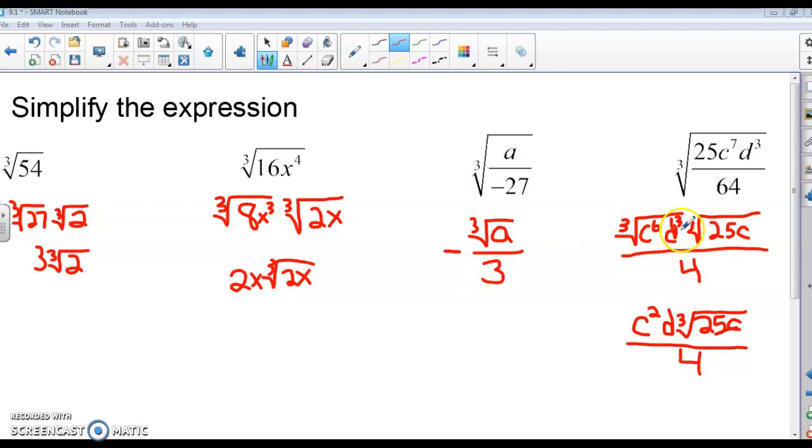And then for here, the perfect cube factors on top are c to the 6th, d to the 3rd, and then 25c stays inside because there are no perfect cube factors of 25. And then 4, because the cube root of 64 is 4. And so this is my final answer here once I take the cube root of c to the 6th power, d to the 3rd power. All right, this 3 here is part of the cube root. It's not 3 of the d.